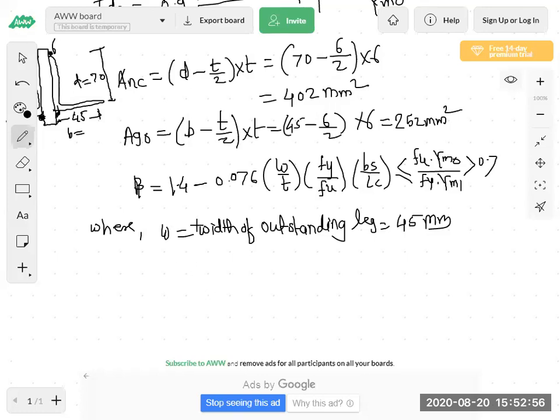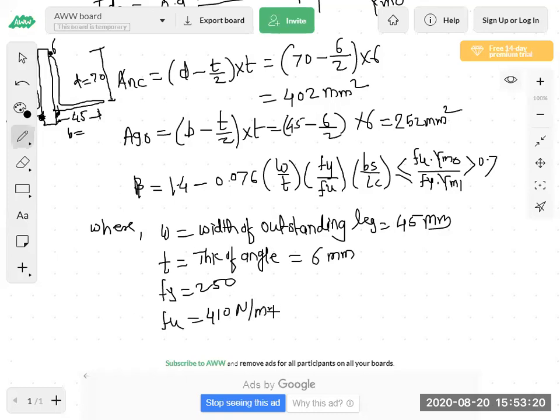Okay. So this 45 mm is there. Then T, thickness of angle. How much thickness of angle is there? 6 mm. Then again, Fy is equal to 250 MPa. Fu is equal to 410 MPa. It means Newton per mm square.